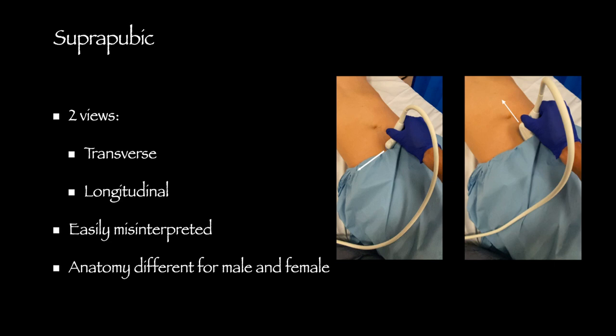For the suprapubic view, 2 views are required. The first one is the transverse view, so here the probe is placed low down over the bladder with the probe marker pointing towards the patient's right. And secondly, the longitudinal view, where the probe is rotated 90 degrees so that the probe marker points towards the patient's head. This view is commonly misinterpreted because of alternate forms of fluid, such as in females, physiological free fluid. And it's important to remember that the anatomy is different for both males and females.